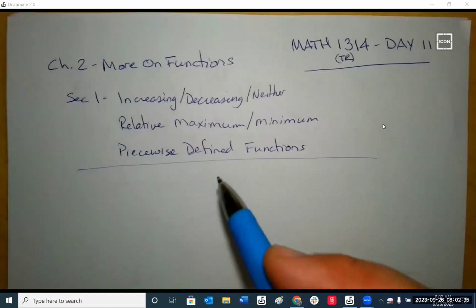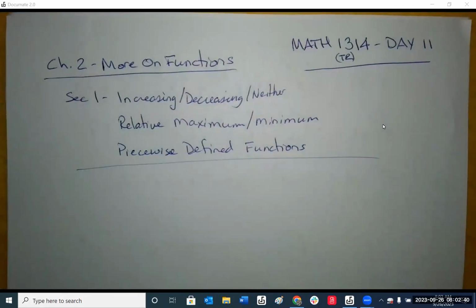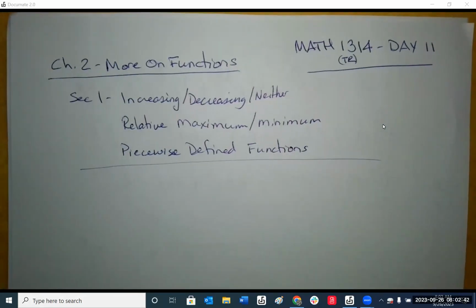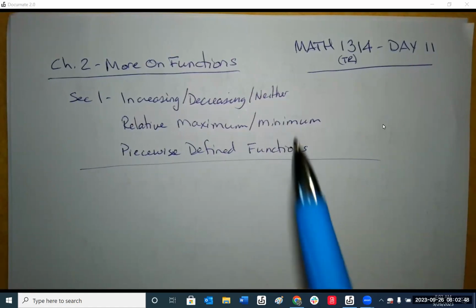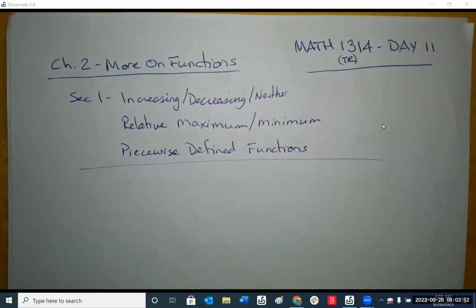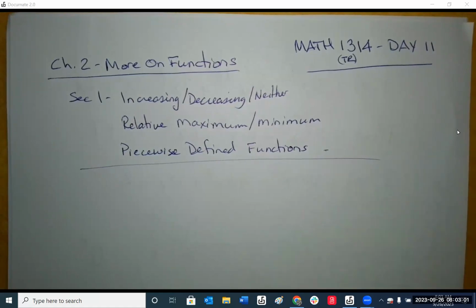Good morning, everybody. Today we're going to start chapter 2. Actually, we started it kind of last week. We dealt with basic types, increasing, decreasing functions. Now we'll go into depth on that, as well as talk about the definitions of maximums and minimums, relative and absolute, and then we'll finish up talking about piecewise defined functions. This is one of the types of functions that gives people the most trouble because it's multiple equations in one.